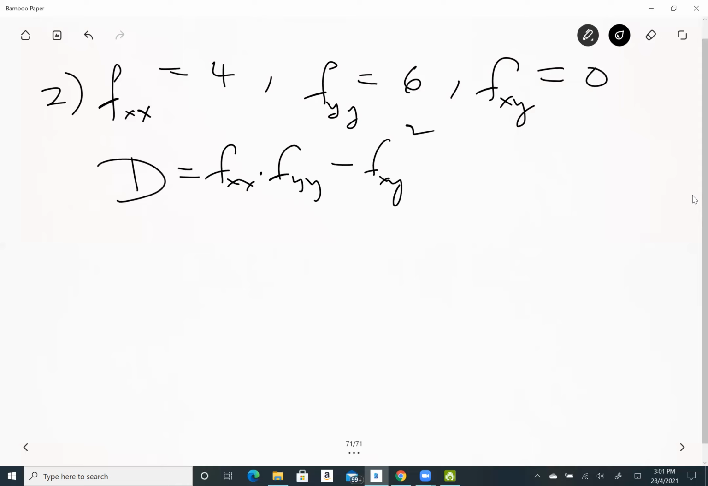Isn't fxy 10? Yeah, you're right. fxy is not 0, it's 10. Okay, thank you. So fxy is 10, fyx is 10. So it's 10, not 0. Thank you. fxx is 4. fyy is 6. Betul tak? And then fxy, 10.